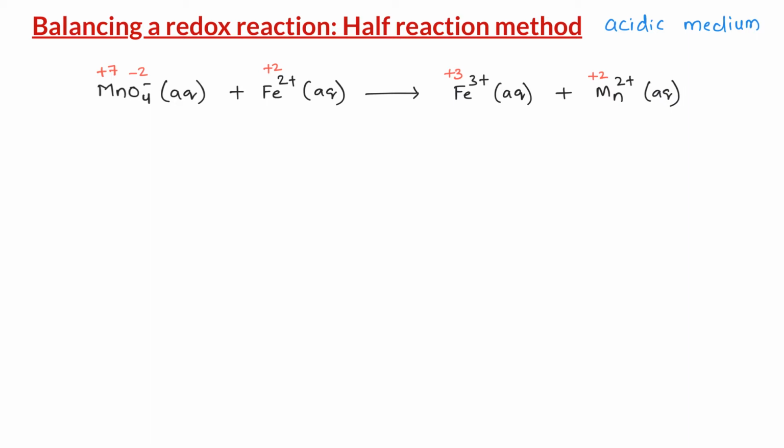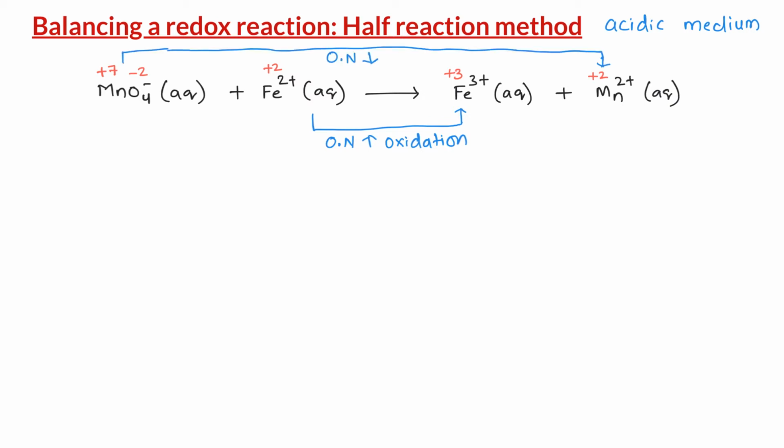Next, we need to identify the oxidation reaction and reduction reaction. As we can see, the oxidation number of iron increases from +2 to +3. So we can say iron is undergoing oxidation. The oxidation number of manganese decreases from +7 to +2. Therefore, we can say that MnO4- is undergoing reduction.